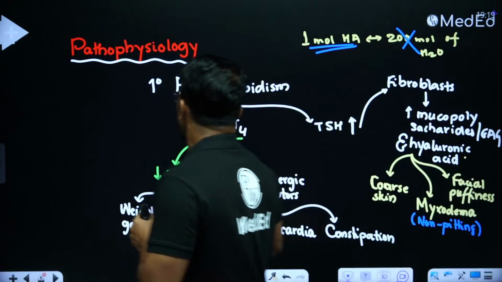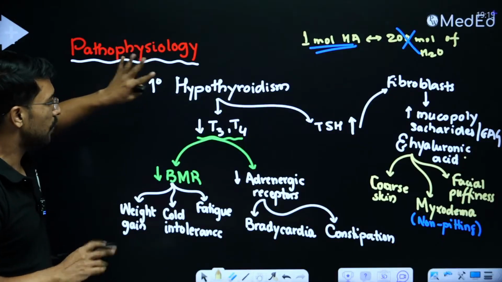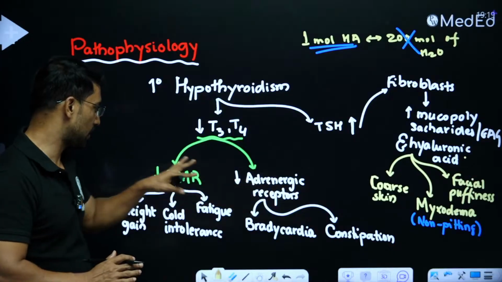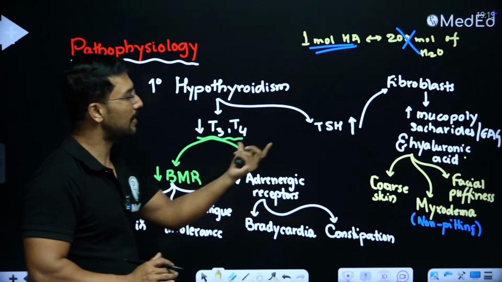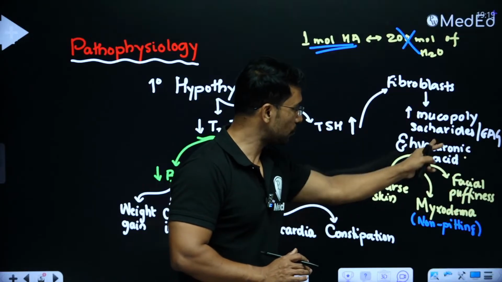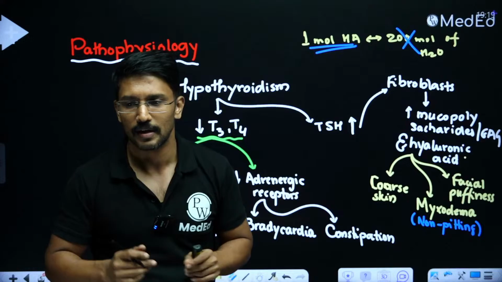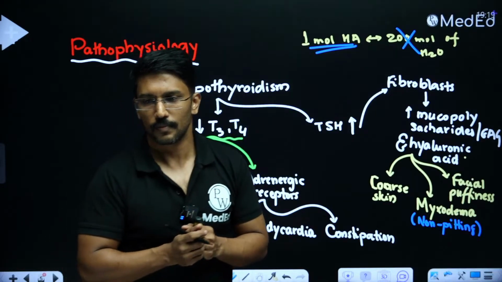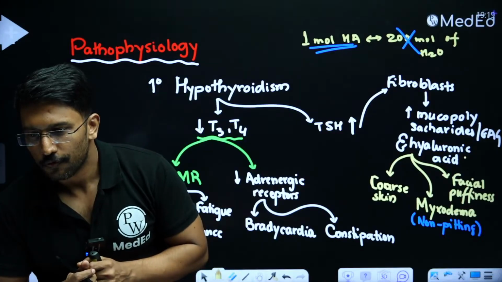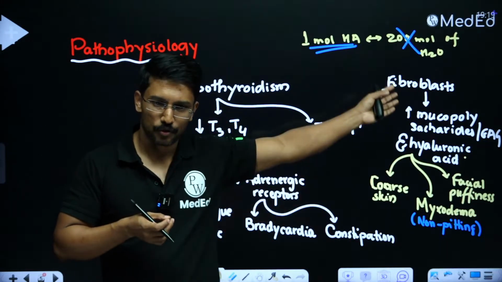So roughly speaking, what is the major change that is happening when we have primary hypothyroidism? Two changes are happening. One, T3 T4 is decreased, so there is down regulation of sympathetic activity and decreased BMR. And second, increased TSH is contributing to the deposition of hyaluronic acid, mucopolysaccharides and glycosaminoglycans in the tissues, which will lead to various consequences. As there is added water, there is chance of puffiness of face. So yes, in hypothyroidism, puffiness of face is coming because of this deposition of these substances.